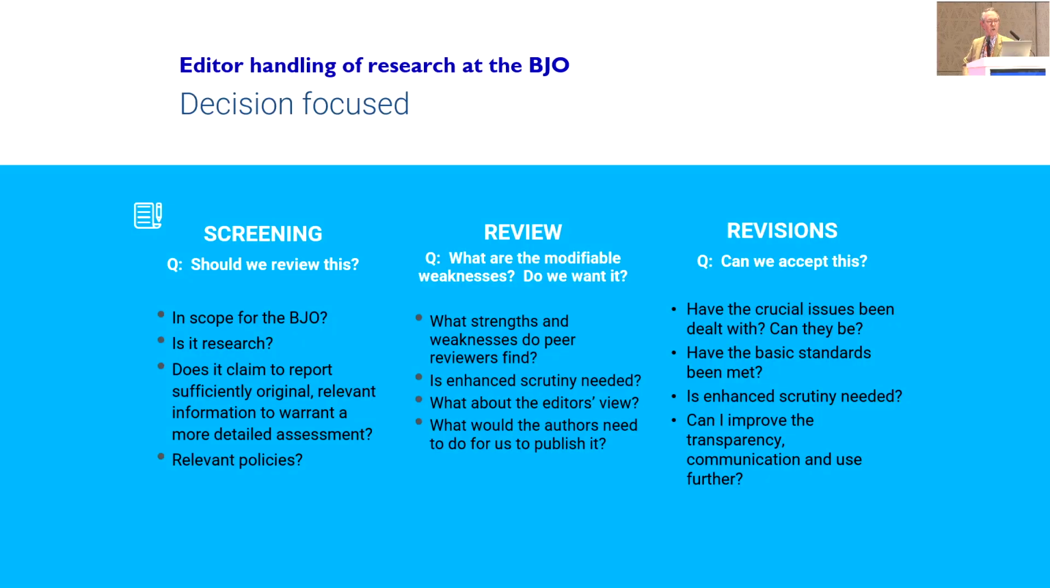Is further enhanced scrutiny needed? Do we need to get further statistical advice? Is there disagreement on which we need to get expert further advice? Perhaps a third review where we have two peer reviews. Can the transparency in communication be improved and used further? So that in brief is the decision focus at the editor level that we use in the journal: screening, review, and the assessment of the revisions.